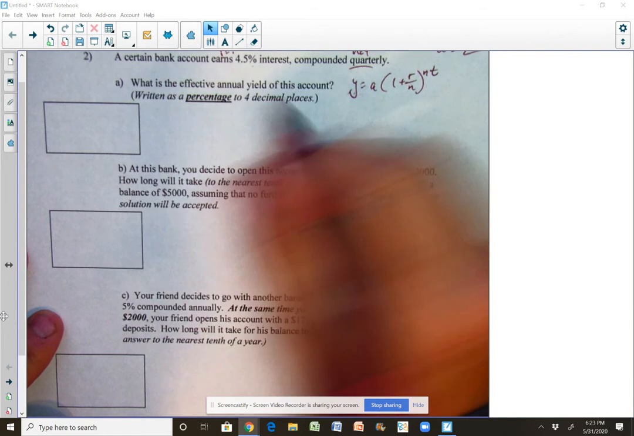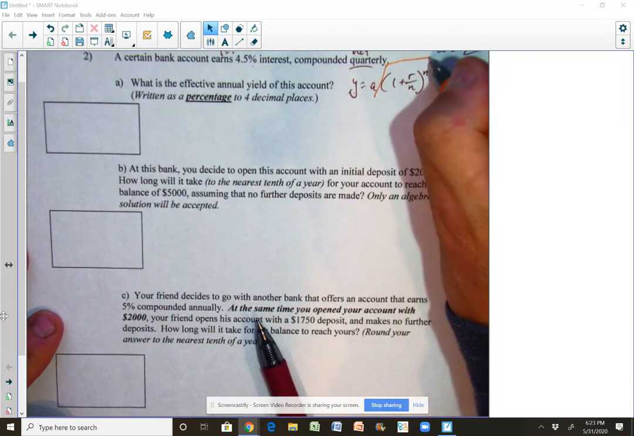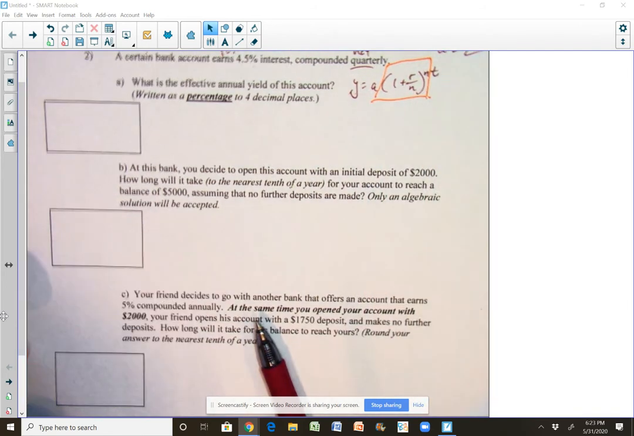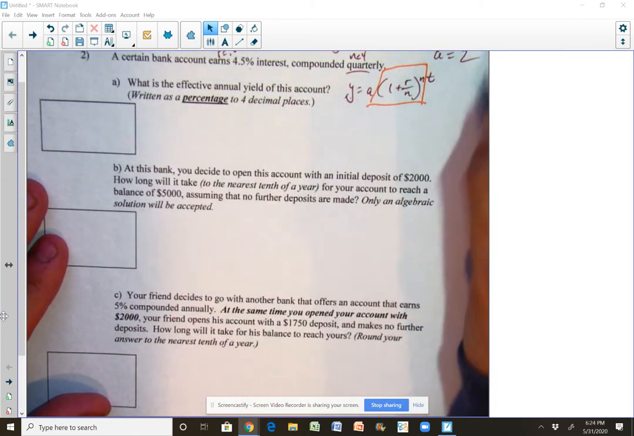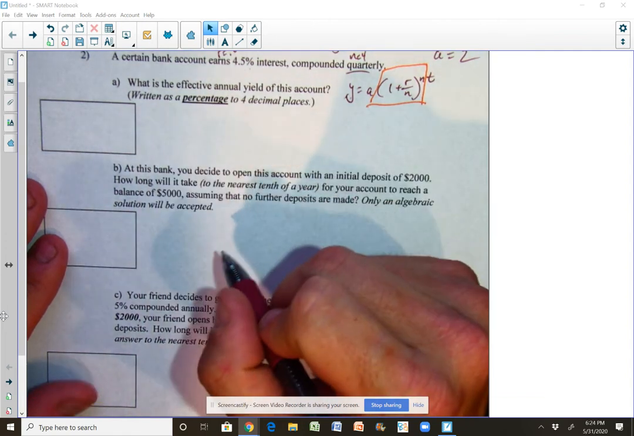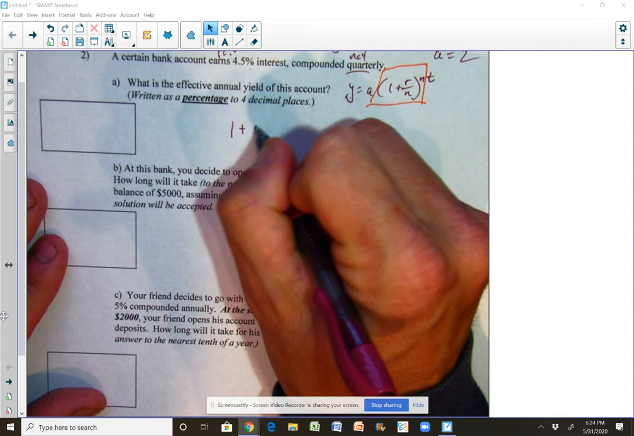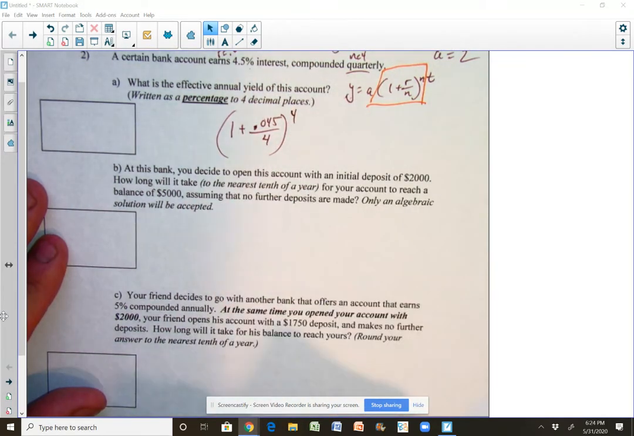So when we write that out, what's the effective annual yield? The effective annual yield is essentially what that value is right there. It's like the b value, a, b to the x. It just happens to be that the b value is spread out multiple times throughout the year and divided up. So all we need to do is evaluate that orange box. So when we write that out, it's 1 plus 0.045 over 4 to the 4, right?